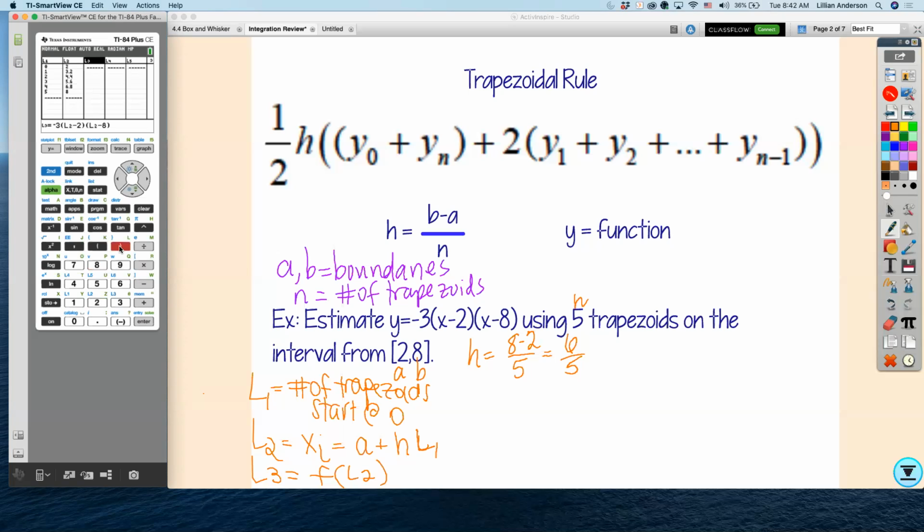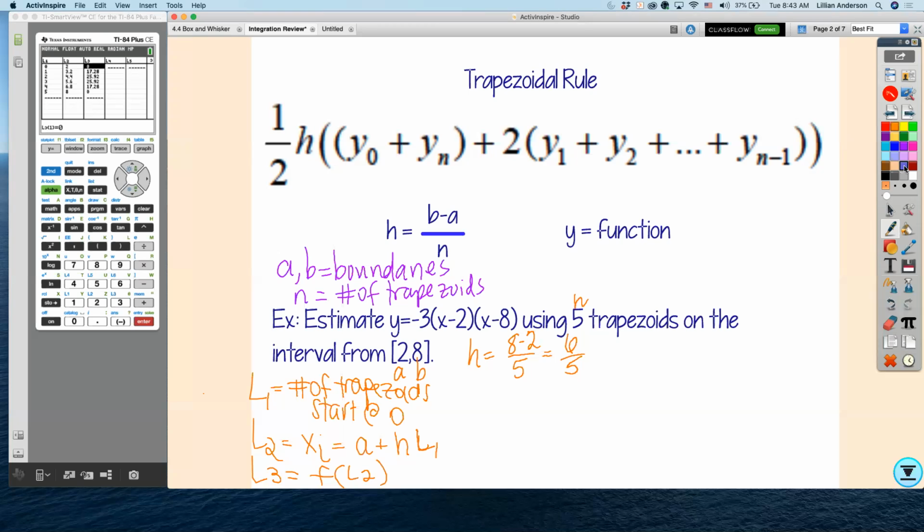But again, by using L2, the calculator is going to find essentially the area of each of the trapezoids in those respective intervals. So when we click enter, there it is populated. That is our Y0, our Y1, our Y2, our Y3, our Y4, and our Y5. That's going to go into our formula to estimate the area. This is how you use the trapezoidal rule.